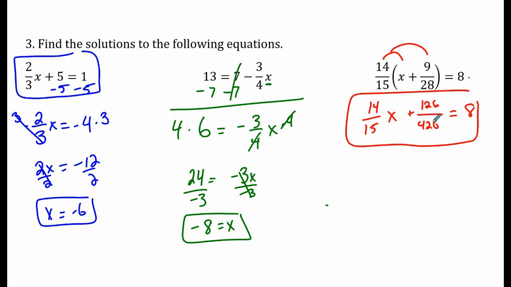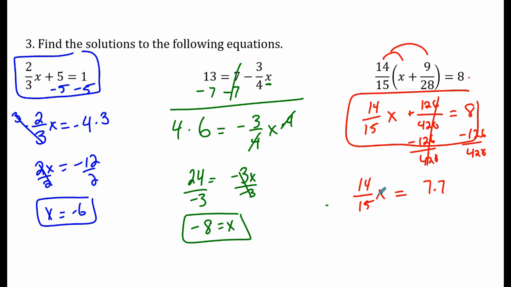I subtract over this ugly fraction here. I subtract over both sides by 126 over 420, which can be simplified. So I have 14 over 15x equals 8 minus the fraction 126 out of 420. And my calculator is telling me that's 7.7. You can write that as a fraction, or you can leave it as 7.7.